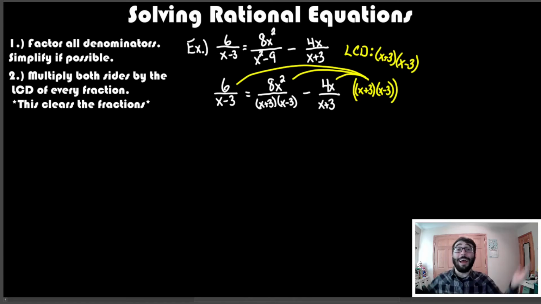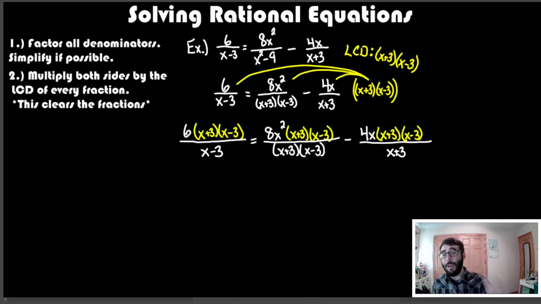I got two sides. I can balance it. I can do anything I want to one side of the equation as long as I do the exact same thing to the other side. That's known as balancing the equation. So I multiply everything through by that least common denominator.